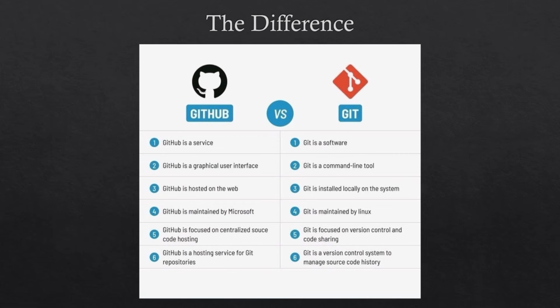So really quickly, let's just take a look at the difference between Git and GitHub. GitHub is a service, whereas Git is the actual software. GitHub basically just sits on top of it in the cloud and utilizes Git. GitHub is kind of the user interface, while Git is a command line tool.